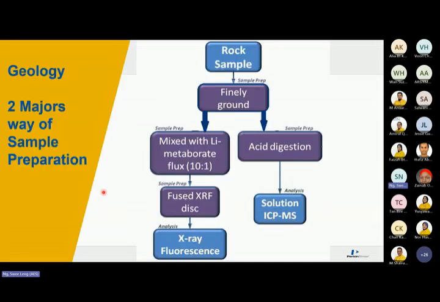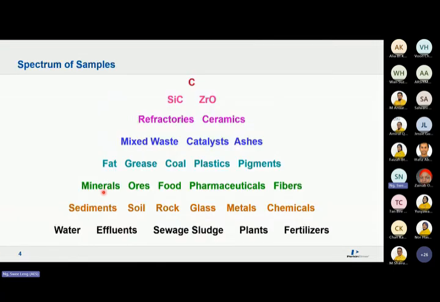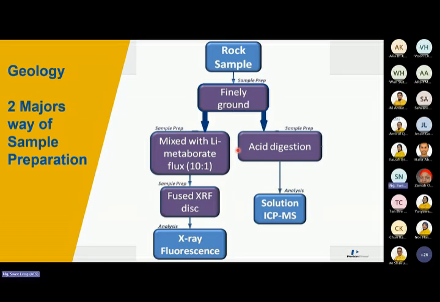Okay, so if we look at geology in a particular way, because of mineral or geology samples, we actually have two types of digestion, two types of preparation. So of course, all rock samples must first be ground to a fine size. Then we can digest. We can use microwave digestion, or we can make it become a fusion bead.